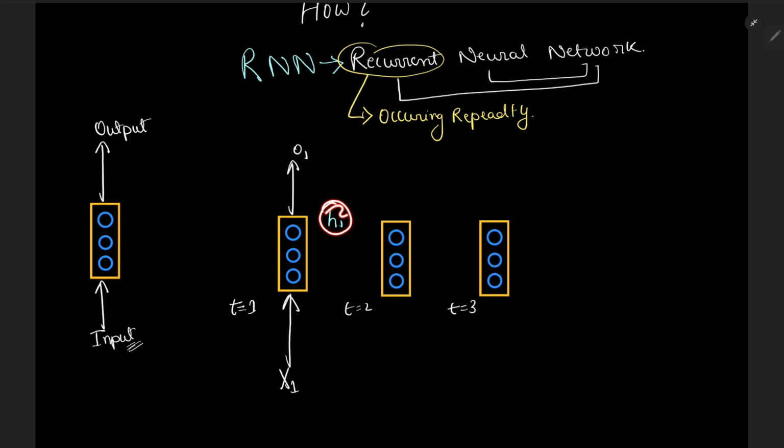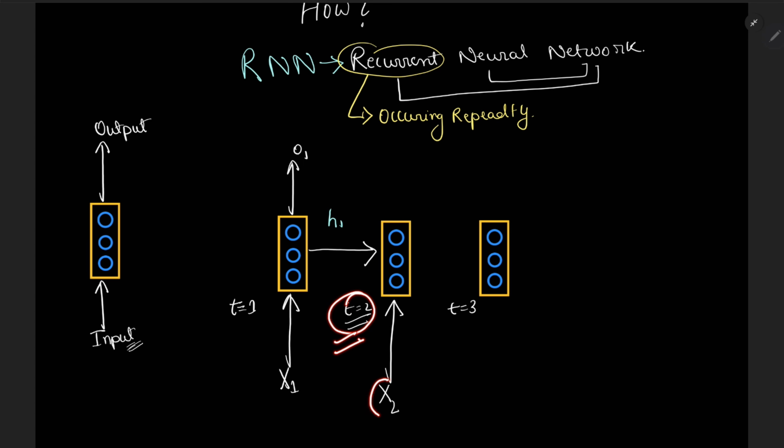This hidden state is a vector or it can be a matrix which stores the information about the previous input x1. Now this h1 will be passed to the next timestamp, which is t equals 2, with another input x2. That is, you can see that timestamp t equals 2 has been provided with two inputs, x2 and h1. So x2 and h1 together will give us output O2 along with a hidden state h2, which is again going to be passed to the next timestamp t equals 3 along with a different input x3. Now it will give us the output O3.